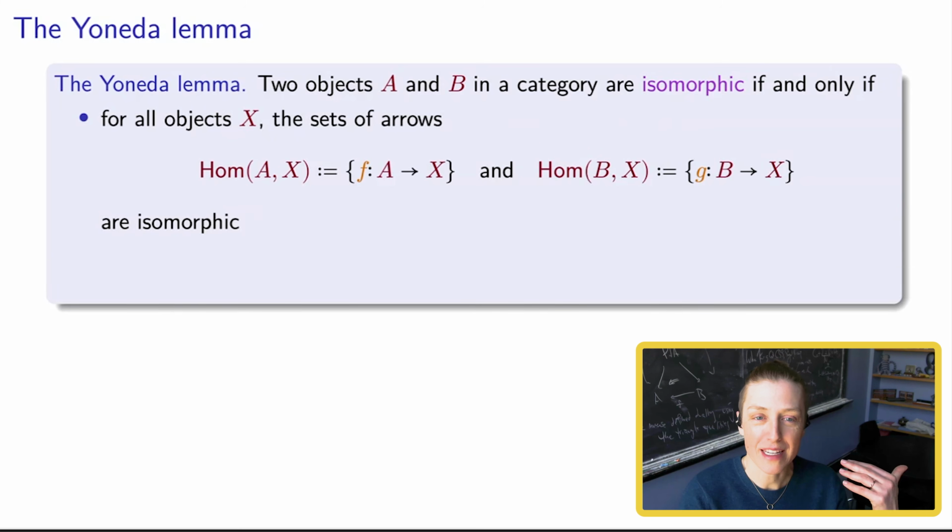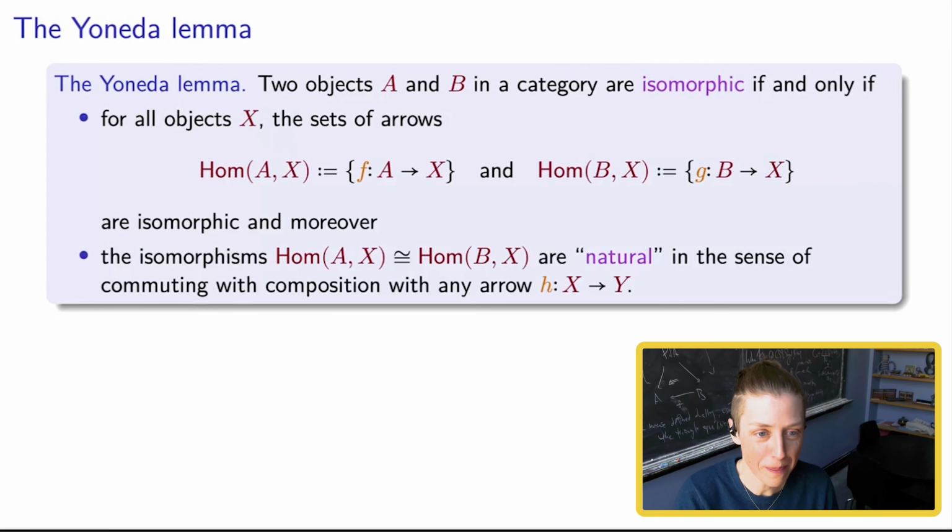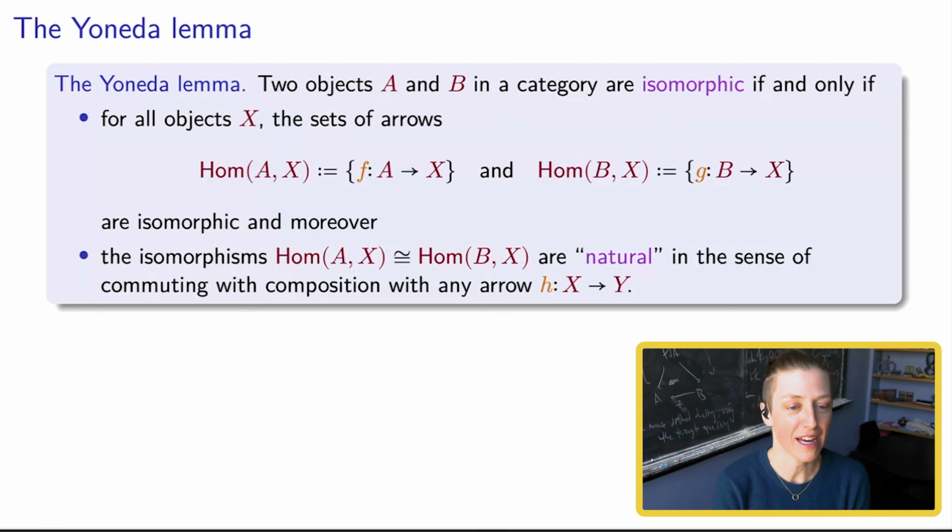So the statement says that objects A and B are isomorphic in the sense we just defined, if and only if for all other objects, these sets of arrows are isomorphic, as sets. In other words, there's a bijection. And moreover, these isomorphisms are natural in the sense of commuting with composition with any arrow from X to Y. I haven't written down what naturality means, but I'll briefly describe it. What you should think of as a natural isomorphism really gives a family of isomorphisms.